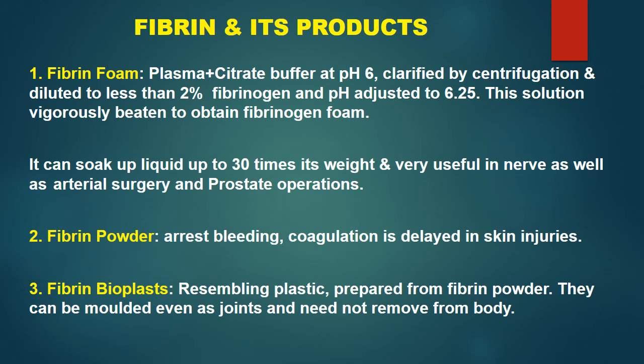The number two is fibrin powder. This is used in arresting bleeding. Coagulation is delayed in skin injuries. Then next is the fibrin bioplasts. It resembles a plastic and is prepared from fibrin powder. It can be molded even as joints and need not be removed from the body. So this is very useful for medical or pharmaceutical purposes.